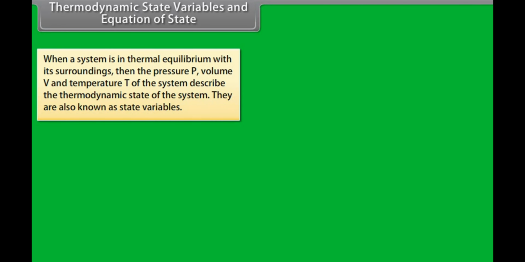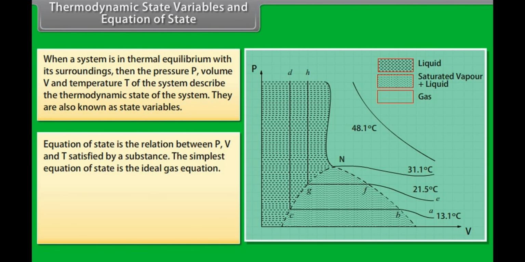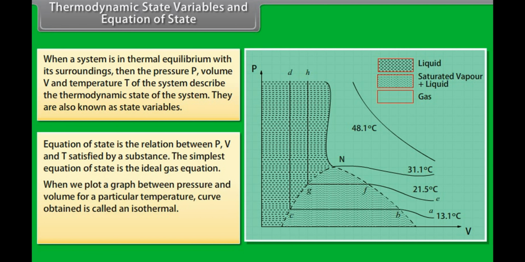Thermodynamic state variables and equation of state. When a system is in thermal equilibrium with its surroundings, then the pressure P, volume V, and temperature T of the system describe the thermodynamic state of the system. They are also known as state variables. Equation of state is the relation between P, V and T satisfied by a substance. The simplest equation of state is the ideal gas equation. When we plot a graph between pressure and volume for a particular temperature, the curve obtained is called an isothermal. Plot of different isothermals for CO2 is given in this graph.